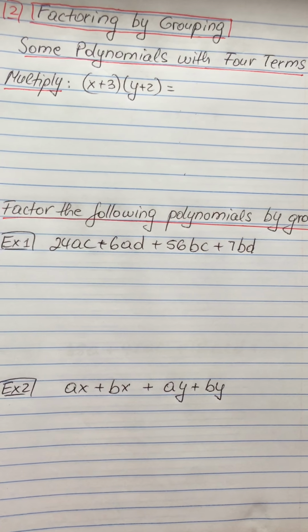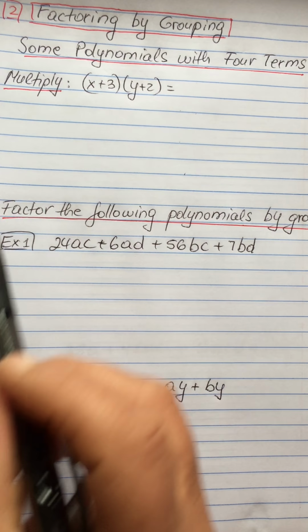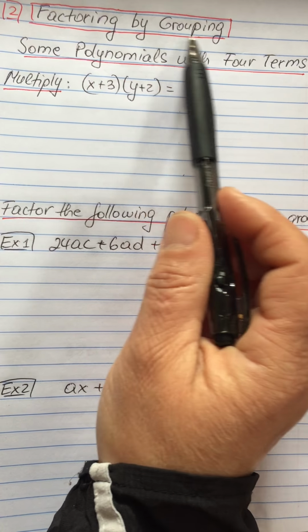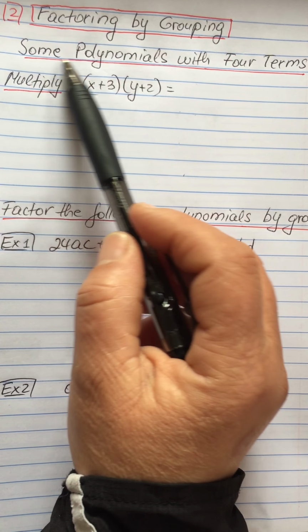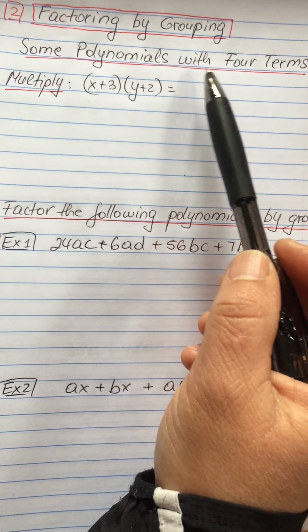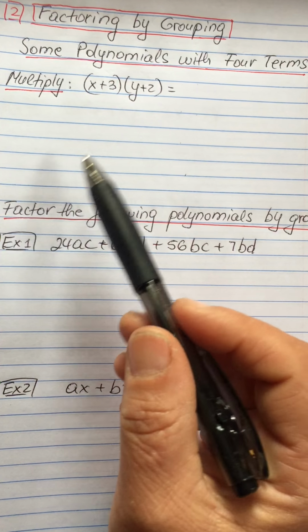Factoring by grouping. In this video, we have to discuss how to factor some polynomials with 4 terms by grouping method. And some polynomials, because not all polynomials with 4 terms can be factored. Now, what is the idea?